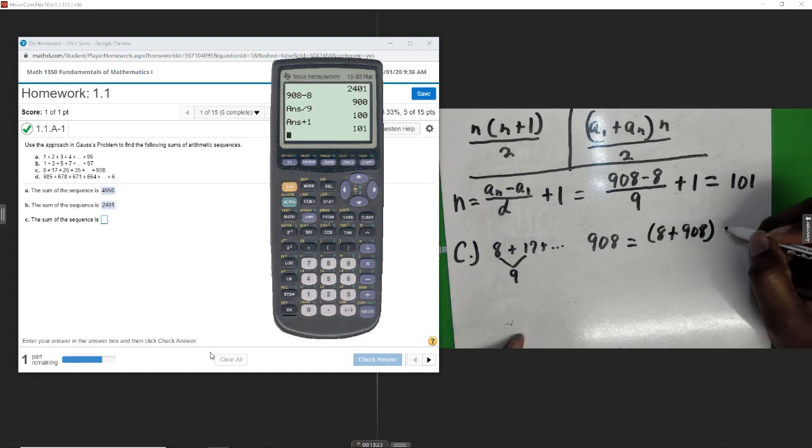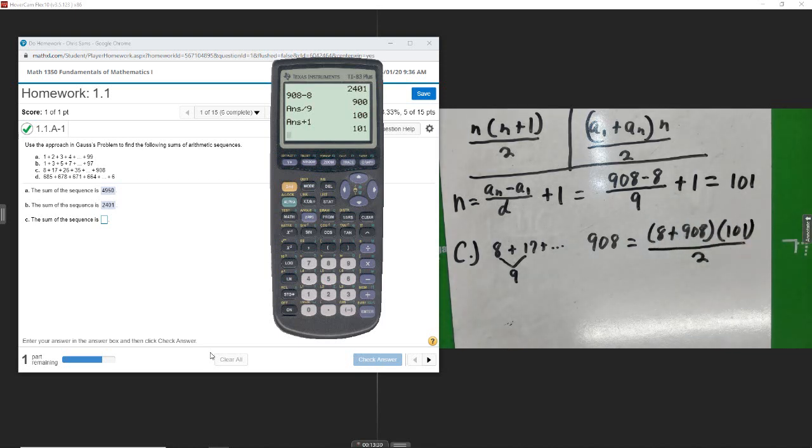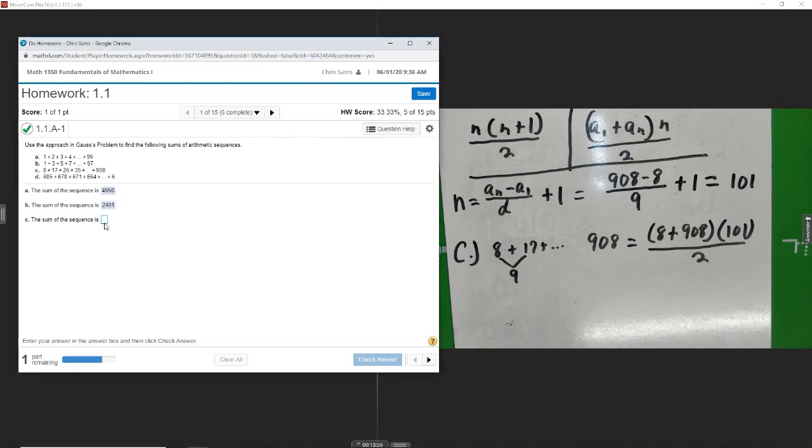We've counted how many terms? There's 101. And divide that by 2. Okay. I'll just type it in just like that. So in parentheses, I'm going to do 8 plus 908, and then close it, and then times 101, and then divide that by 2. Okay. So I get 46,258.